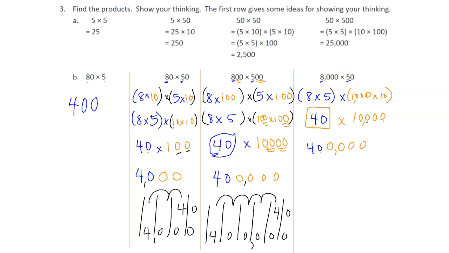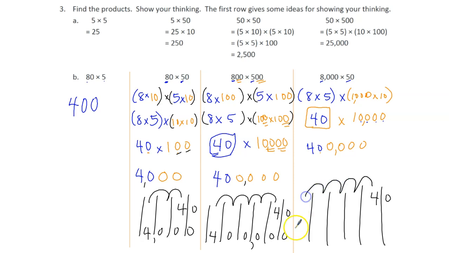Alright, so let's look at that on the place value chart as well. We had 40, 10 times 10 times 10 times 10, or times 100. 10 times 10 is 100, times another 10 is 1,000, plus another 10 will be 10,000. So that's 4 jumps. 1, 2, 3, 4.